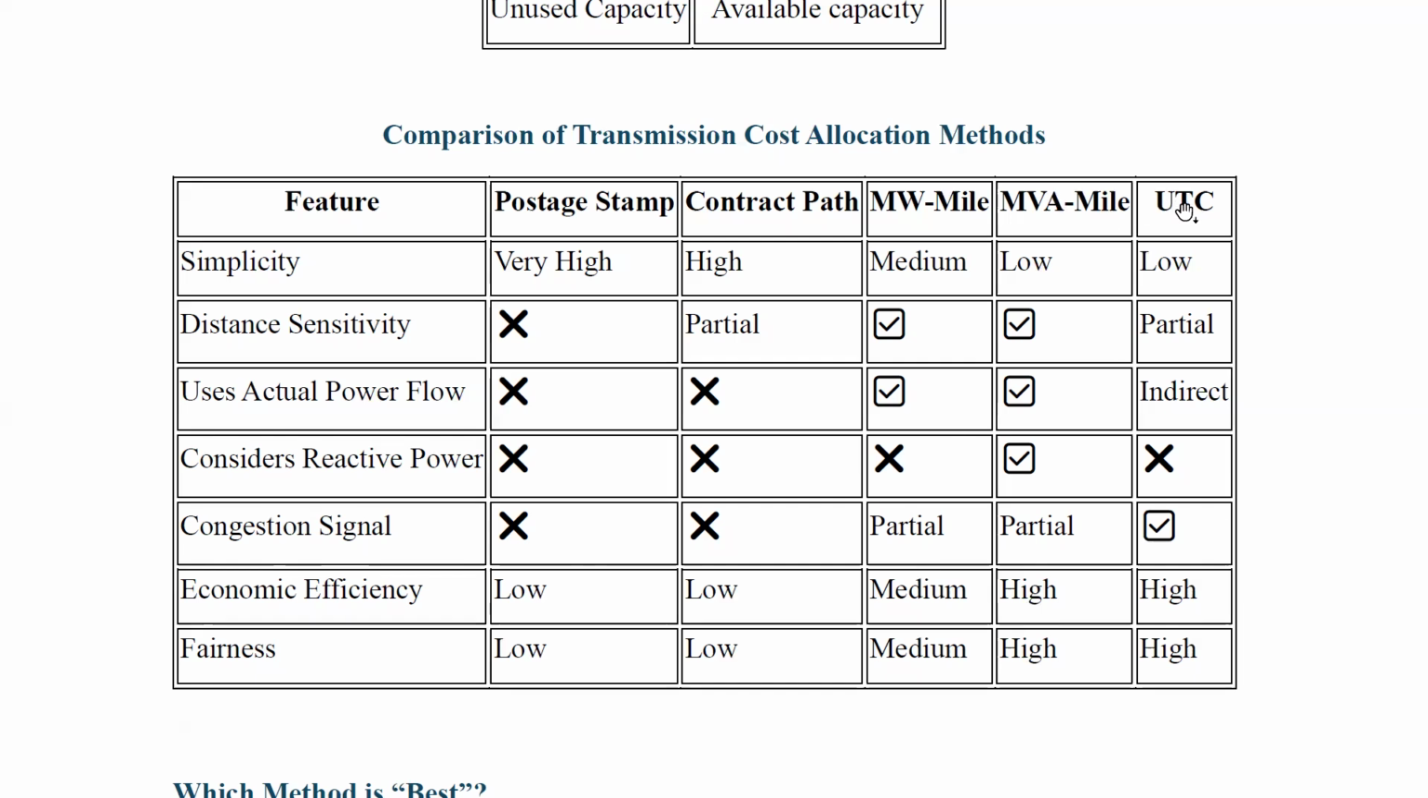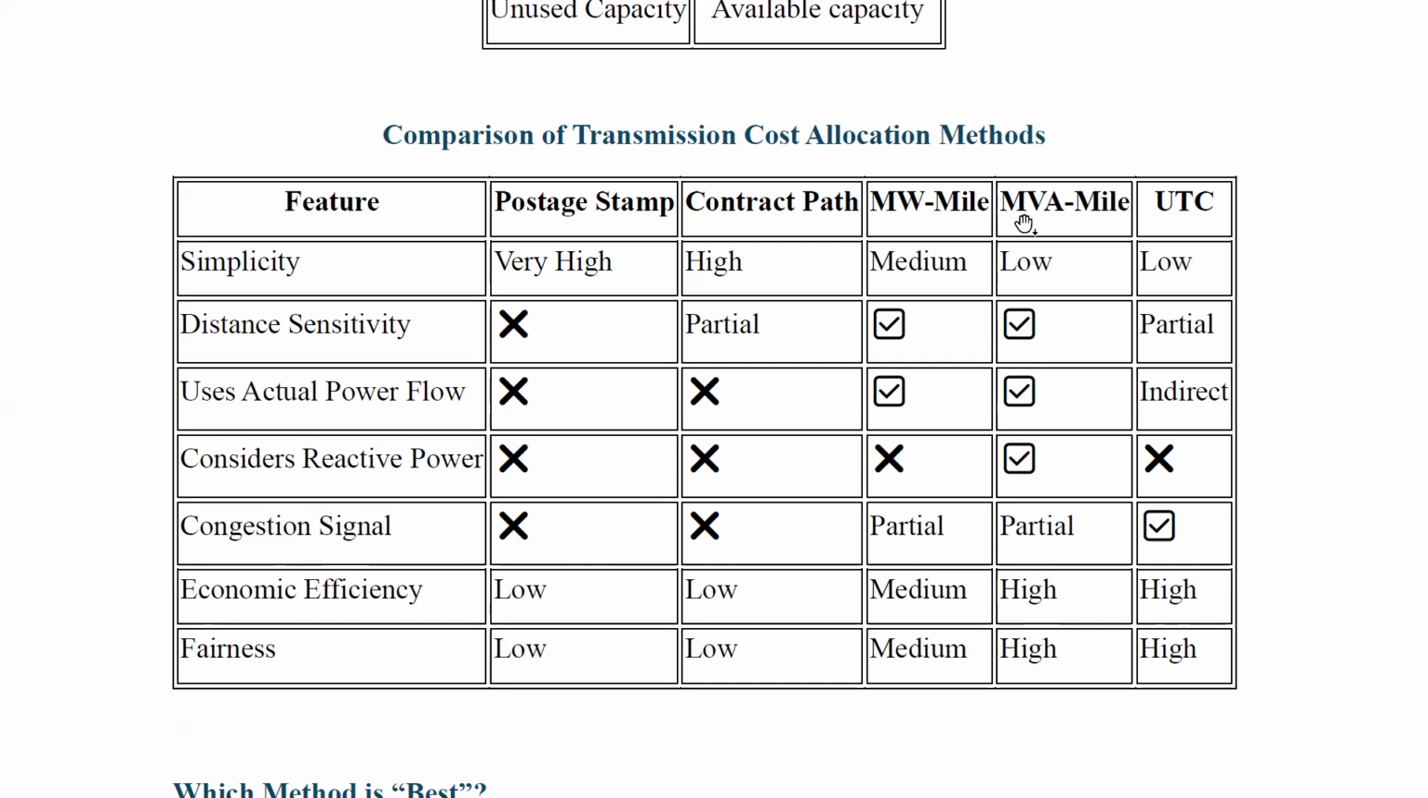Next comes the unused transmission capacity method. Here simplicity is also low, which means complexity is high. Distance sensitivity is partial, and actual power flow is there, indirectly. It is not considering reactive power. Congestion signal is there. Economic efficiency is high and fairness is also high. So these two methods are mostly used, but here the reactive power is not considered. So the MVA mile method is mostly used.